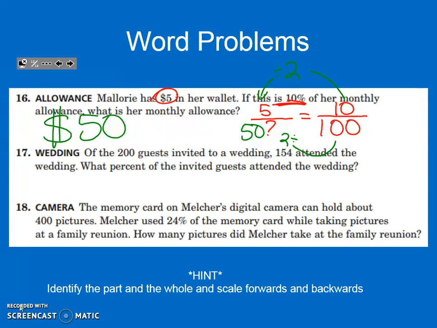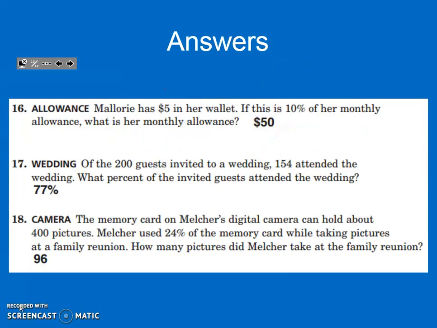So go ahead and pause the video and take a look at 17 and 18 and see if you can solve these. Now, let's take a look at our answers. If you solved these correctly, then you should have gotten 77% for number 17 and 96 for number 18.